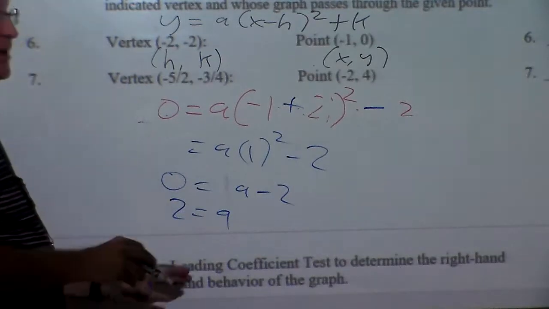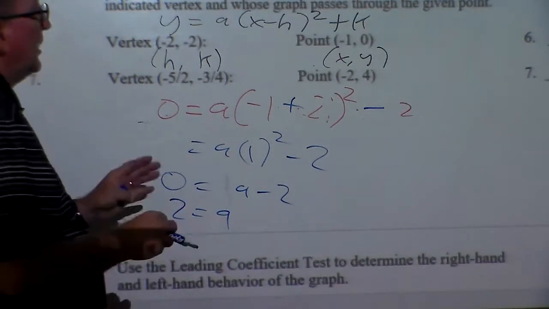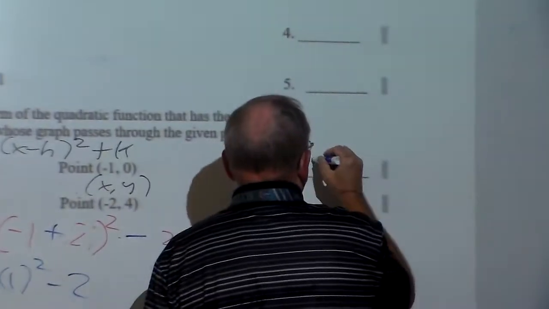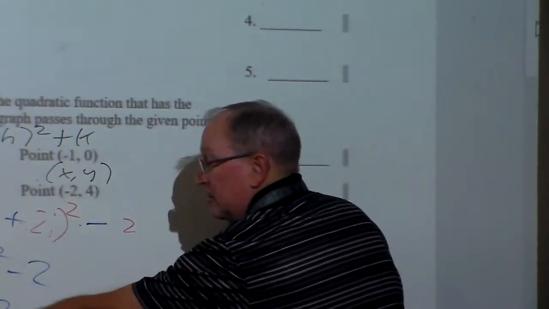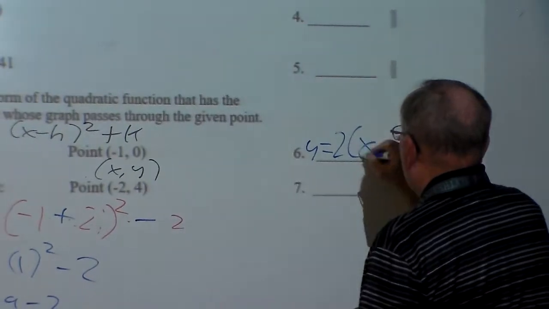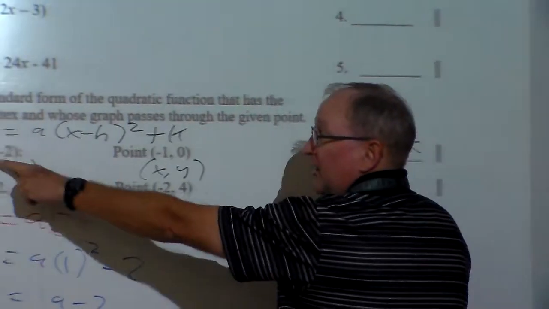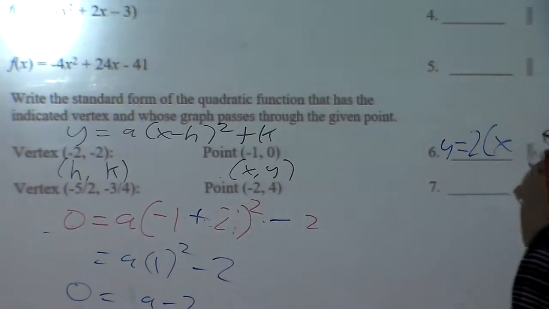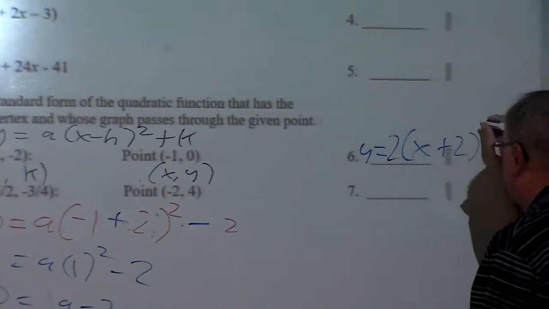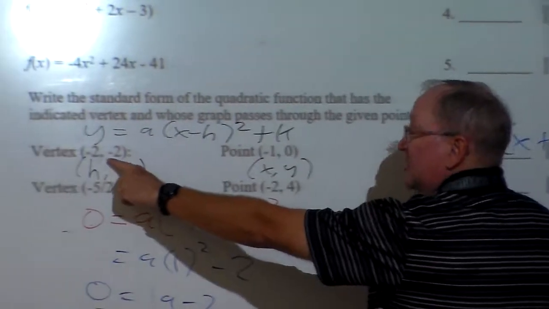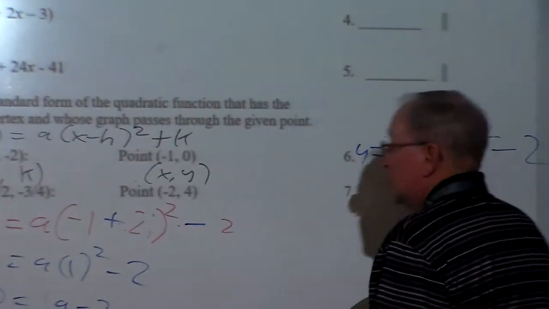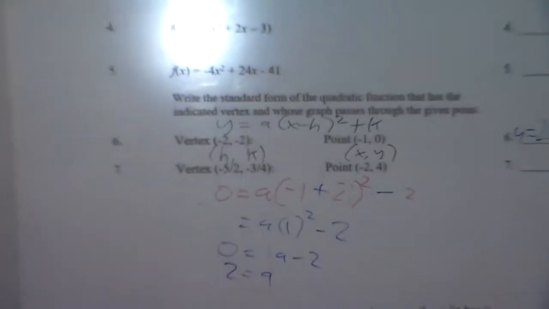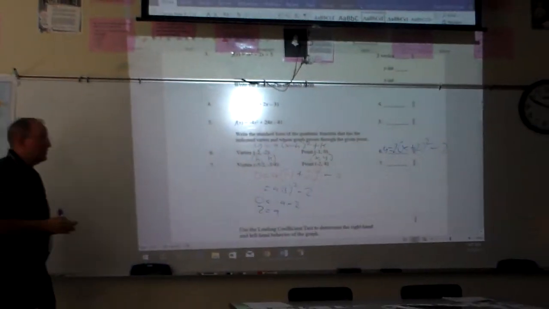So here's the answer to the question. Write it in standard form, right? So here's my answer. y equals, what's a? 2 times x minus what? Negative, because h is -2, right? So minus -2 would make it a positive 2, squared. And the k is just minus 2. All you really have to find is a, and then plug it back in, all right?